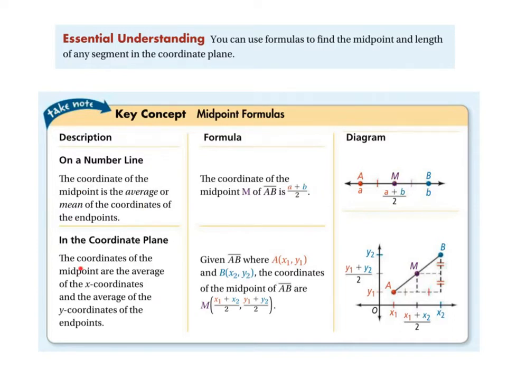Pretty good. If you were in the coordinate plane, what you would do is average the x coordinates for the x coordinate and average the y coordinates for the y coordinate. So for these 2 points, x1, y1, and x2, y2, x1 plus x2 divided by 2 will give you the x coordinate of the midpoint, and y1 plus y2 divided by 2 will give you the y coordinate of the midpoint. Average each coordinate. Pretty good.